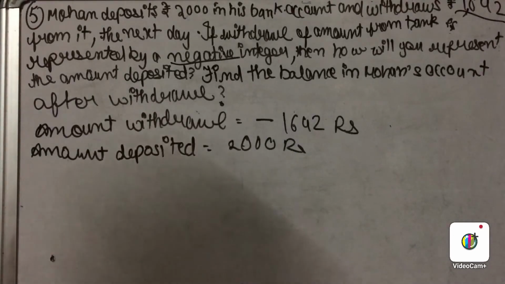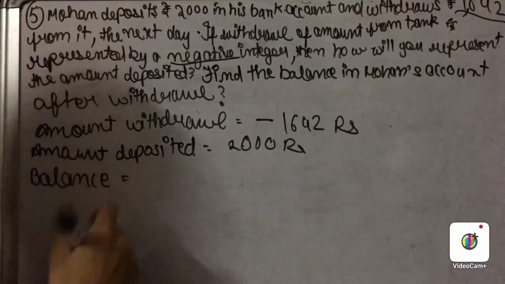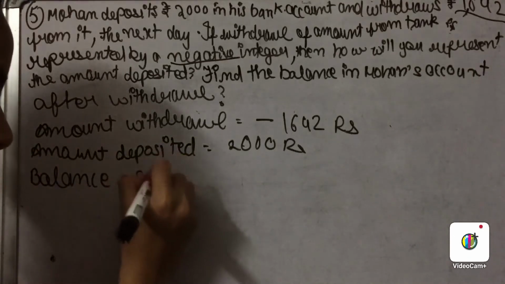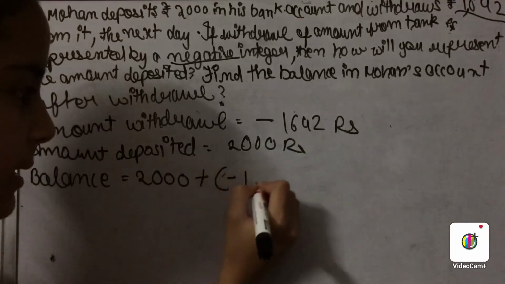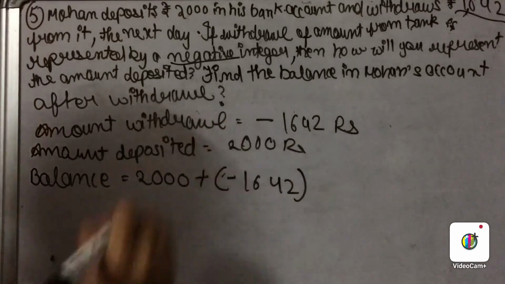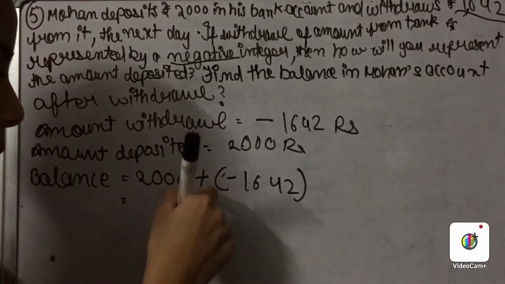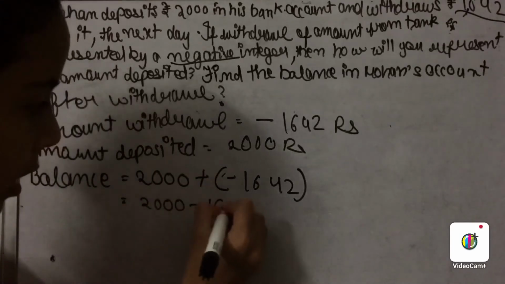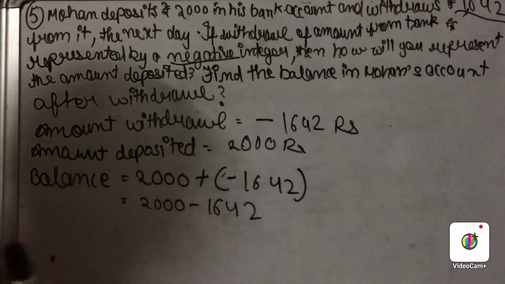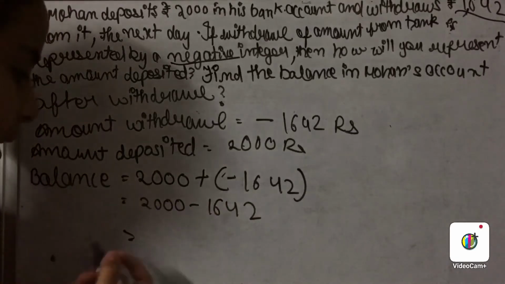So now you have to find out the current balance in Mohan's account. So how would you find it? You would find it like this: 2000 plus minus 1642, because what will here become? It will become plus minus, minus, so it will be 2000 minus 1642. So here's the equation which we wanted to form. So now let us subtract these both.